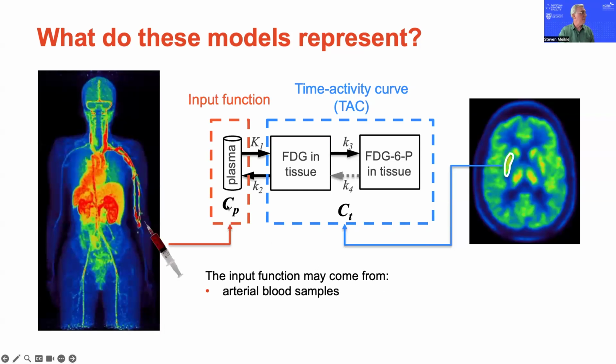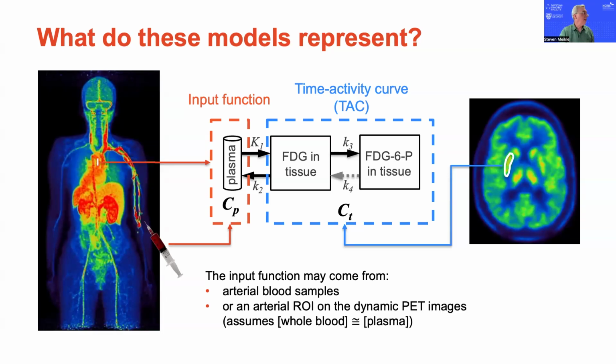And of course, the C subscript P represents the radiopharmaceutical concentration in the arterial blood as a function of time. And so we can get that in a number of different ways. We could take arterial blood samples throughout the PET scan, but that's a somewhat invasive thing to do. It's not that pleasant to have arterial blood samples taken.